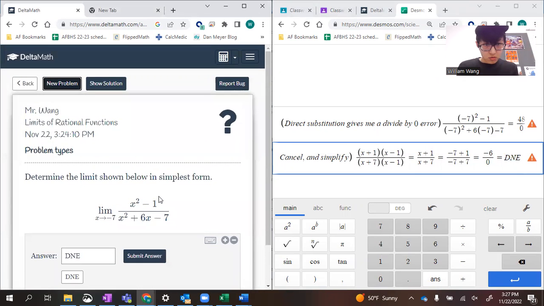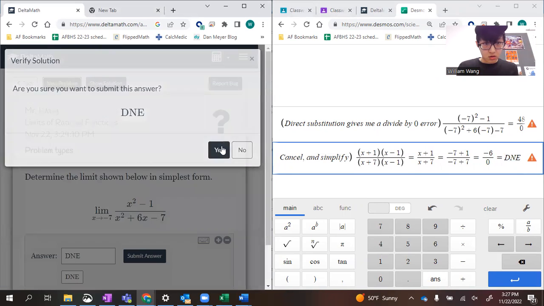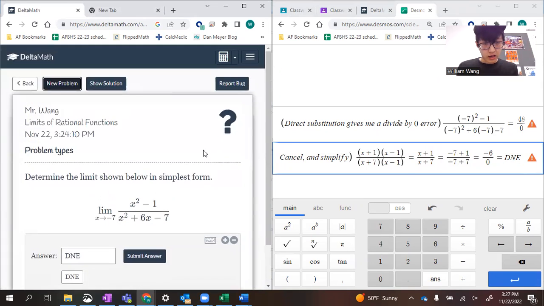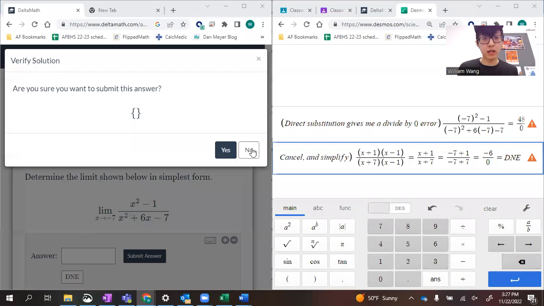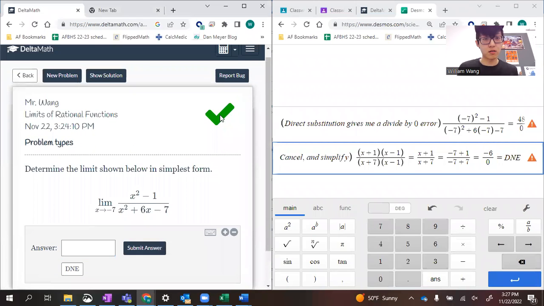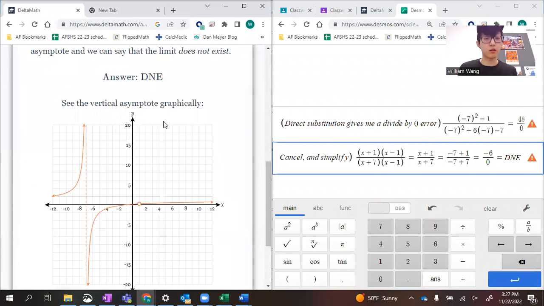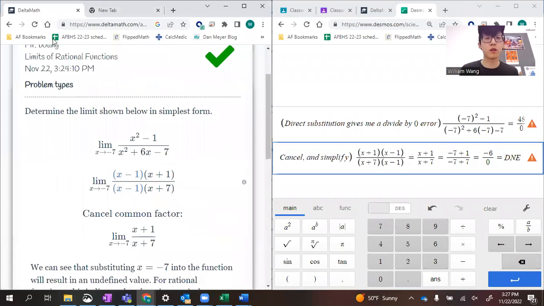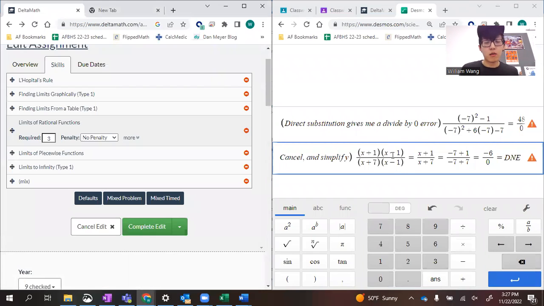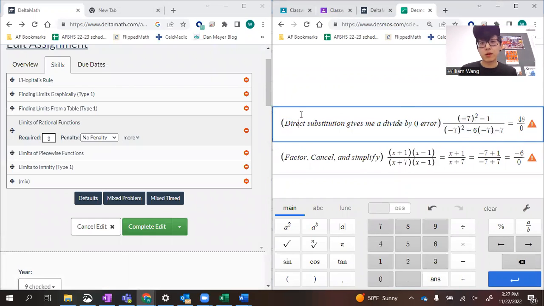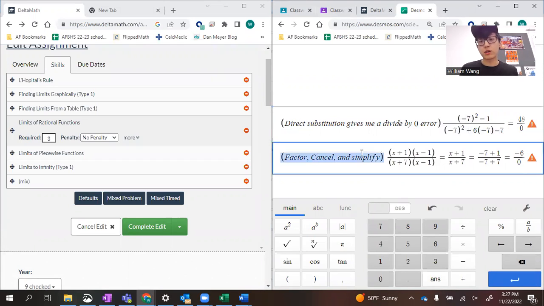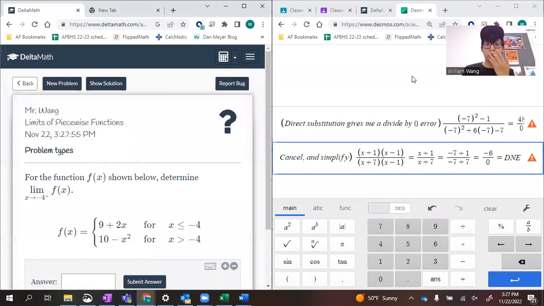Okay, I do not know why the answer is not submitting, but let's try show solution. Okay, one second. All right, I do not know why that glitched out, but okay, it's showing me it. There we go. Show solution. My answer is DNE. Okay, cool. But that would be the steps, right? You direct substitute, and it's probably not going to work, so you're going to have to factor, cancel, and simplify, and submit whatever answer you have there. All right, limits of piecewise functions.